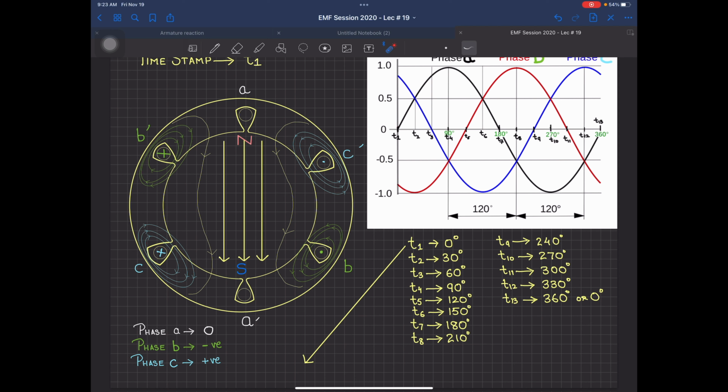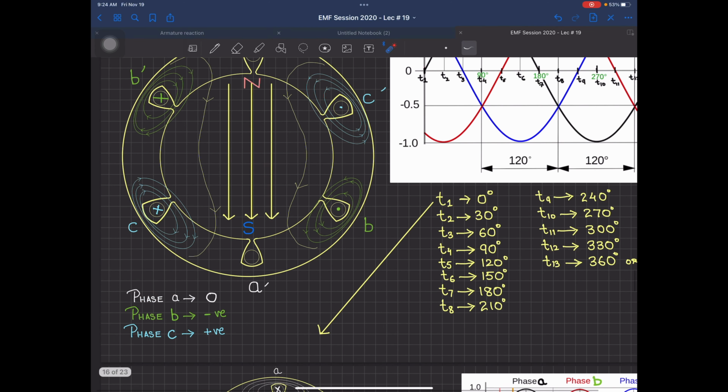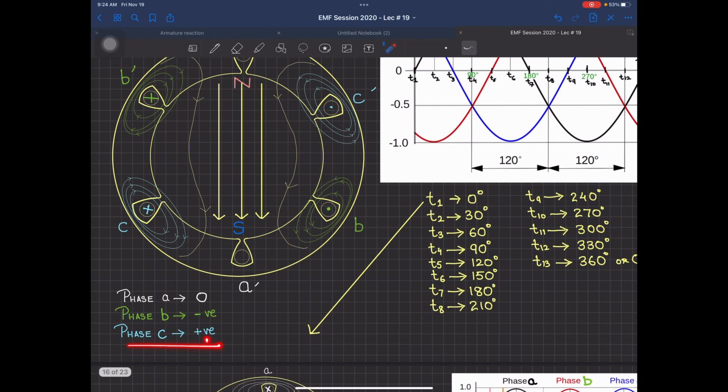Now, how to represent it? I have to take one rule over here. If current is positive, for supposingly if this is positive, for C I am going to take a cross, just like you did in your DC machines. Then if it is negative, you will have to take it as a dot. So the current is positive. So you can see over here, if you see very closely, what I have done for C phase, it is positive. So there is a cross. So current is entering C and coming out from the C dash, so it's a dot over there.